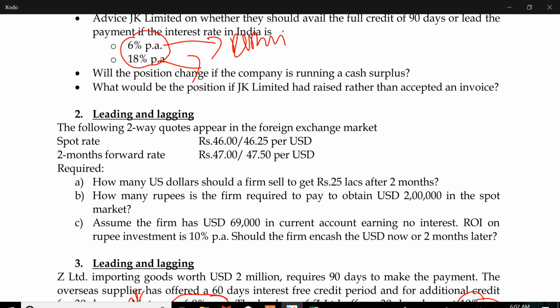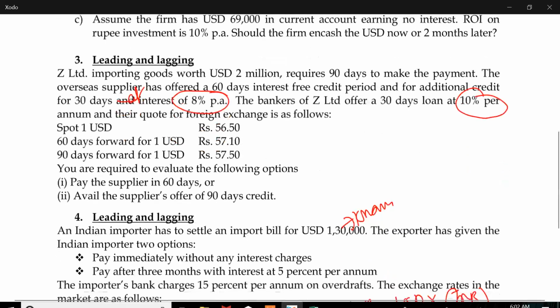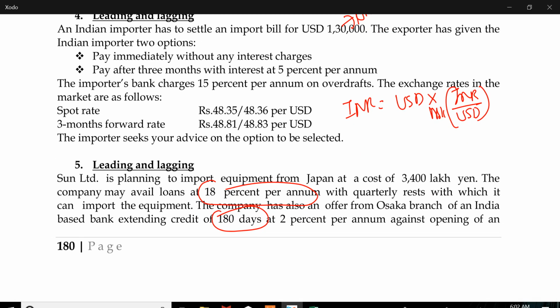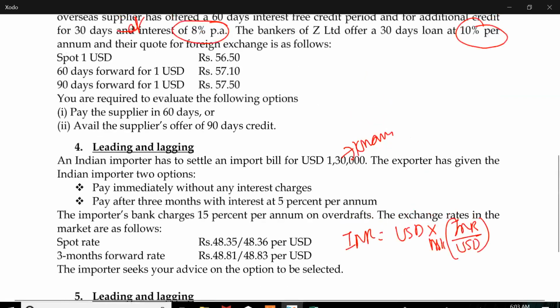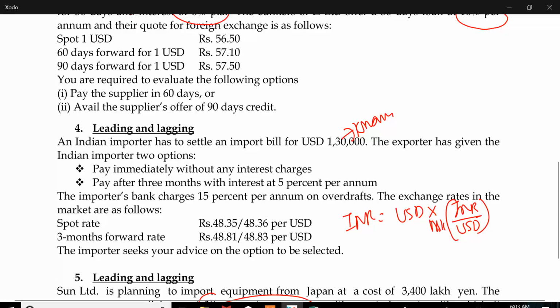Next, question number 2, no special adjustment. Question number 3, no special adjustment. Questions 2, 3, 4, no special adjustment. You can just mention one more point.